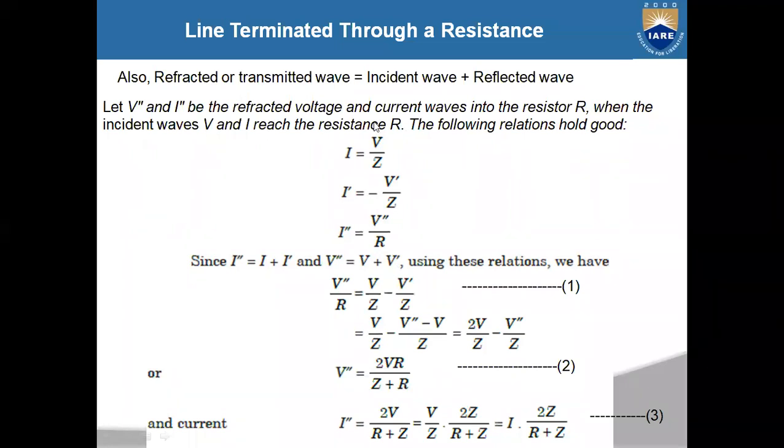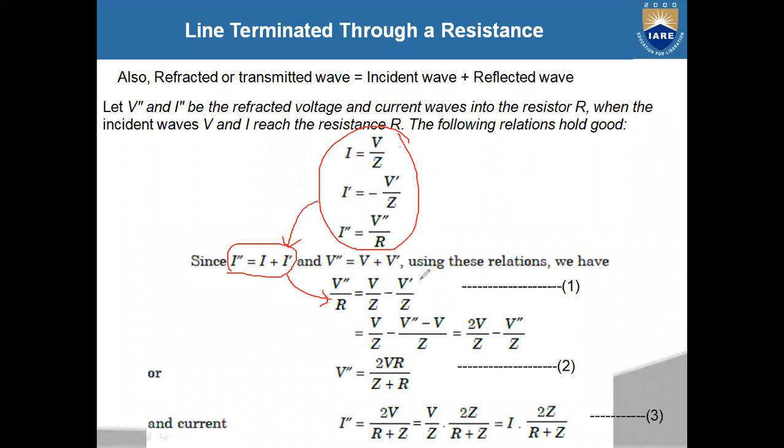Right here. I will tell from here onwards again. In this equation we are going to substitute all these. You know I is V by Z, I dash is minus V dash by Z, I double dash is V double dash by R. These values we are going to substitute in this equation, so that you will get this equation.